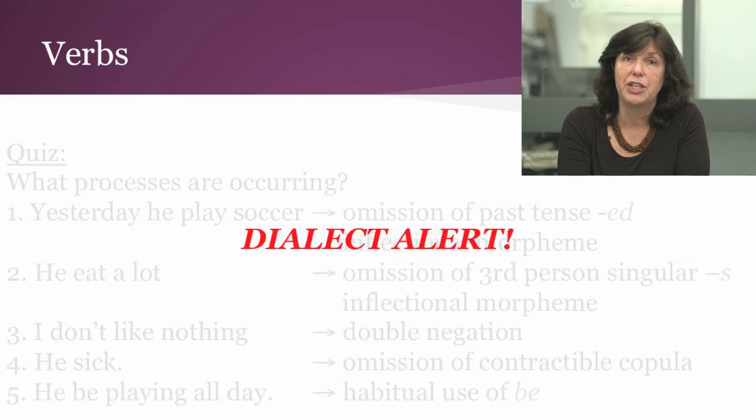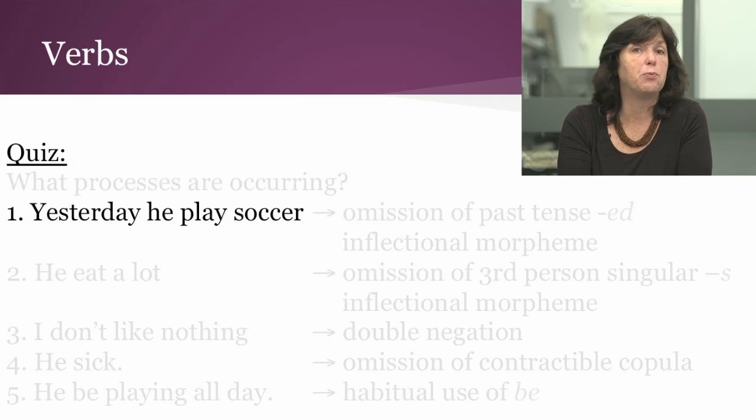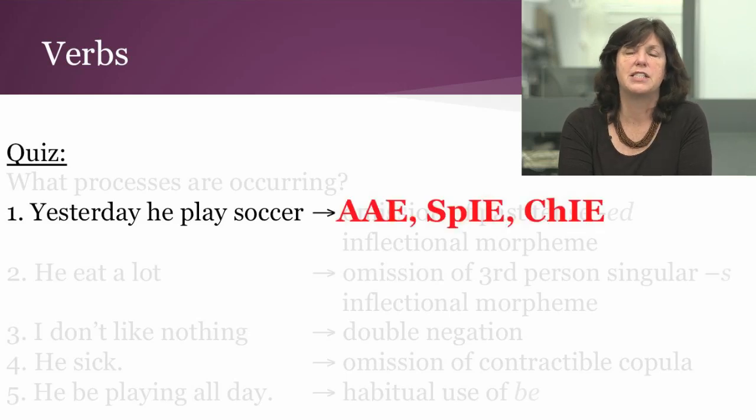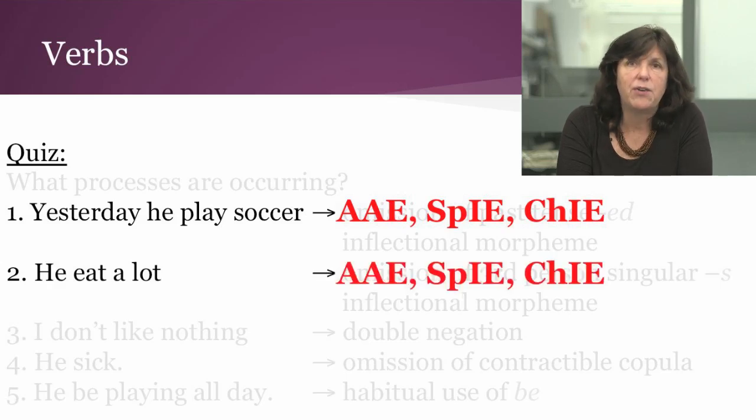Dialect alert. You knew it was coming, didn't you? In what dialects might omission of the past tense ed inflectional morpheme be grammatically correct? That's right. In African American English, Spanish-influenced English, and Chinese-influenced English. What about omission of the third person singular s inflectional morpheme? What dialects? We might also find that in African American English, Spanish-influenced English, and Chinese-influenced English.